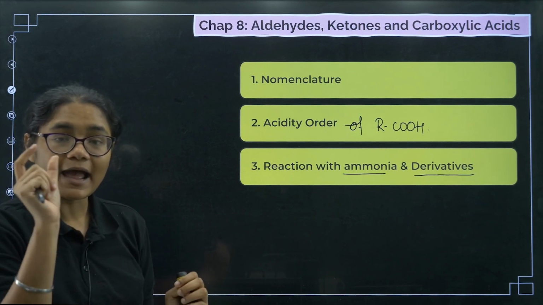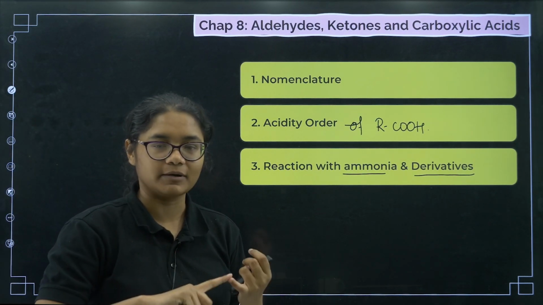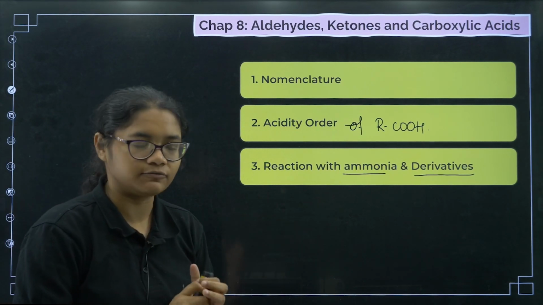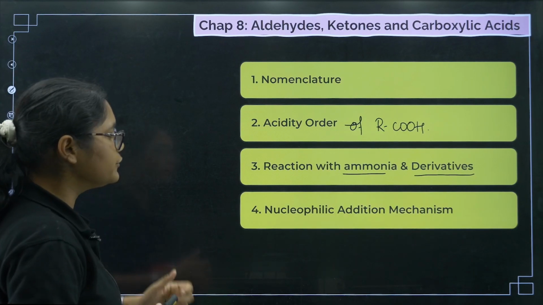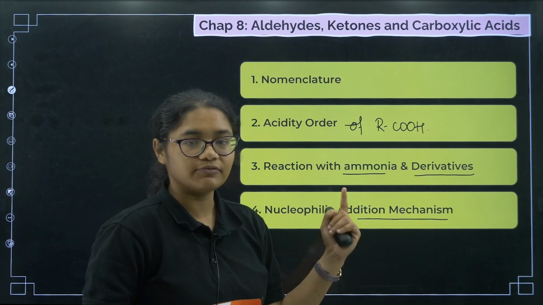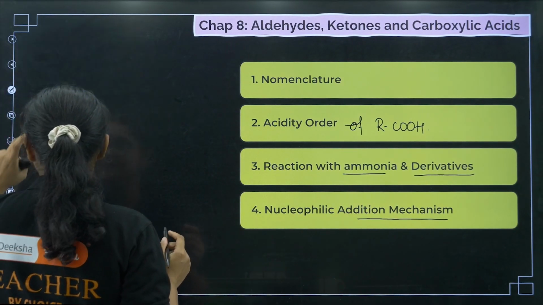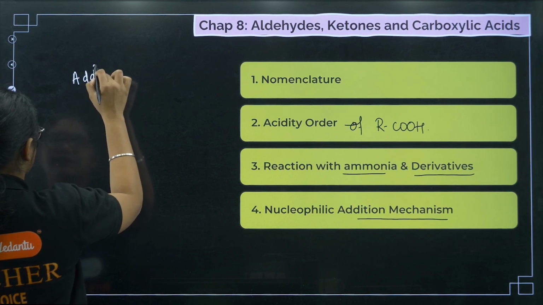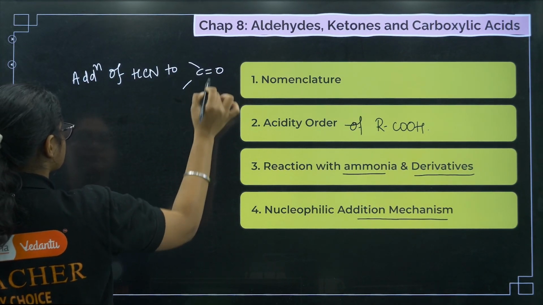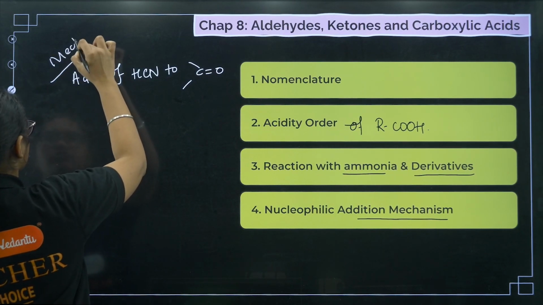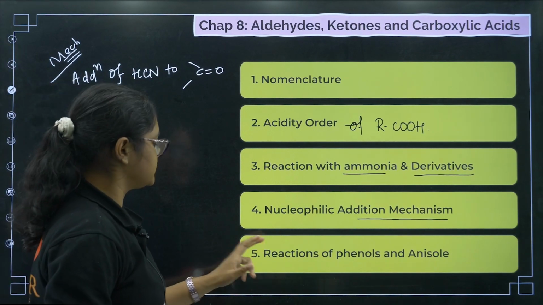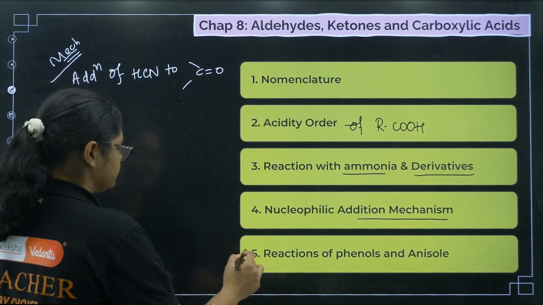So please prepare that and focus on the terms that are used: oxime, semicarbazone, what is the name of the product, what is the name of the reagent, all these things you have to do. After that, you have the nucleophilic addition mechanism. In this chapter you should focus on one mechanism, the nucleophilic addition mechanism, and the one especially asked is the addition of HCN to carbonyl groups. This mechanism you should prepare thoroughly.